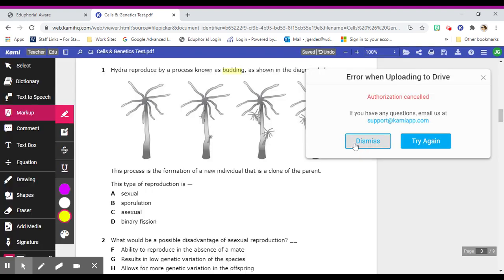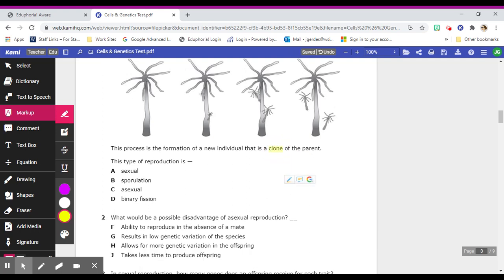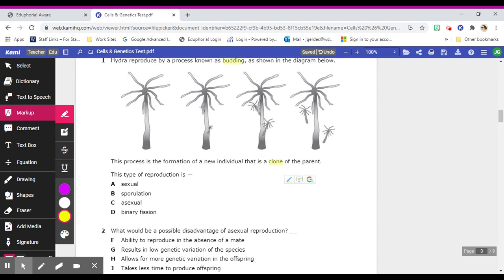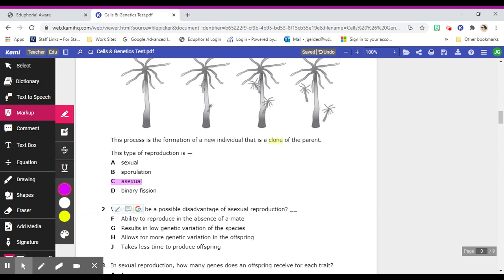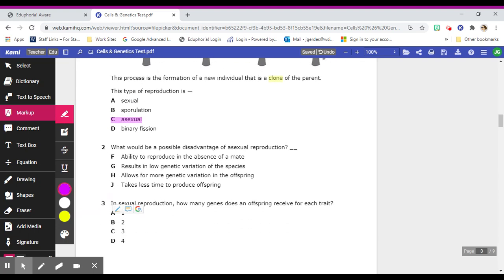So budding. This process is the formation of a new individual that is a clone, meaning exactly the same, of the parent. So budding and a clone all indicate that this process is actually going to be asexual. Remember, it has one parent. It's coming from that one parent. So it's asexual, and we talked about that in our notes, and we talked about it in class.